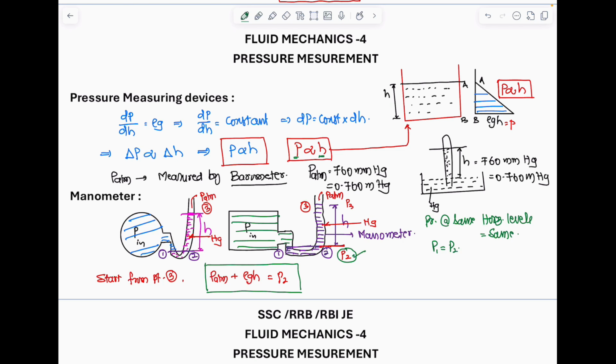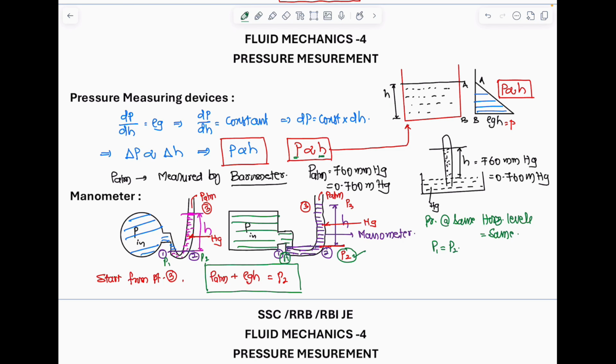P1 is equal to P2, because P1 and P2 both are at the same horizontal level. Pressure depends only on the height, hence pressure will not change. P1 and P2 are at the same height when compared with the atmosphere.